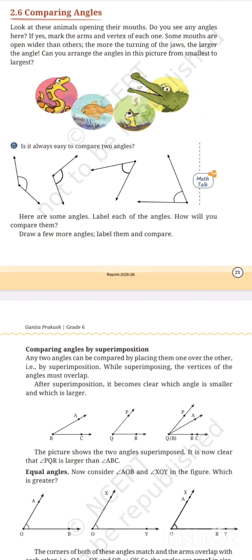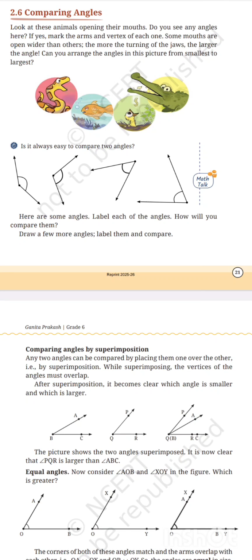About comparing the angles. Look at these animals opening their mouths. Do you see any angle here? If yes, mark the arms and vertex of each one. Some mouths are open wider than the others. The more the turning of the jaws, the larger the angle. Can you arrange the angles in the picture from the smallest to the largest?